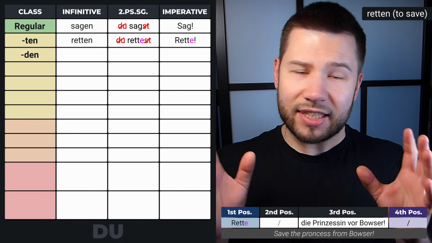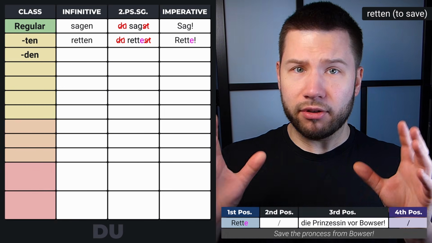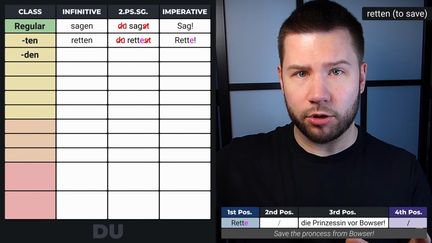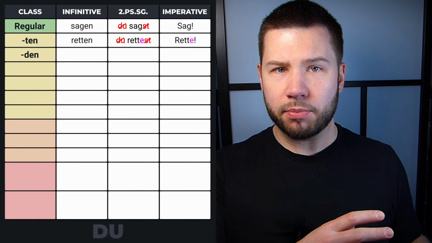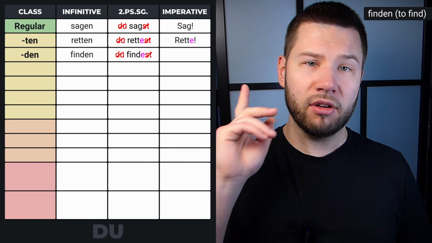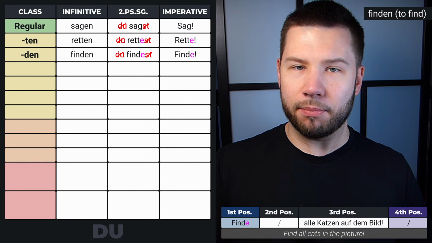And there you have it, that's exactly why you need the second person singular for the imperative. The same is even more true for the classes with root vowel changes, but you'll see. An example for a verb with the ending den would be finden, which then turns into finde. Finde alle Katzen auf dem Bild. Find all cats in the picture.